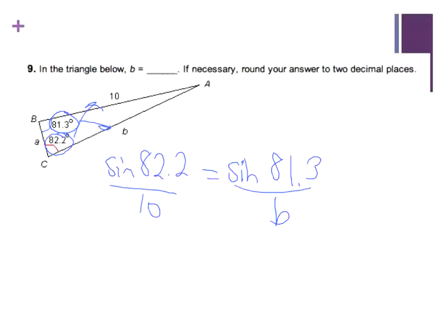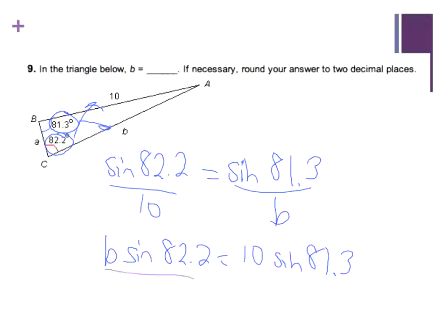Yep, so it's law of sines again. I like law of sines better because it's not as tricky to set up, right? It's just angle is to this side, as this angle is to this side. It's a little easier to set up. Let's cross multiply and solve. Almost done. Yeah, they're not tricky math, that's for sure. So we're going to get B equals 10 sine 81.3 divided by sine 82.2.